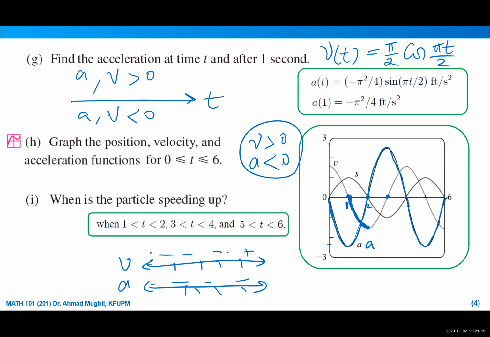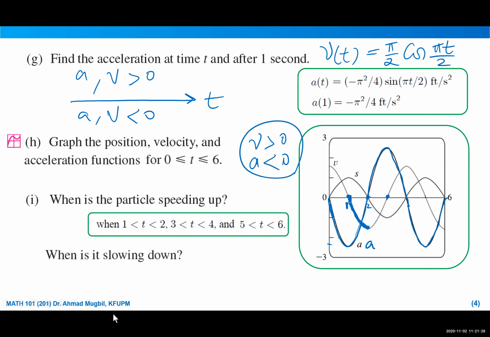But of course, you can also know it from the velocity only, if you have the graph of the velocity. So the speed will speed up when they have the same sign, and it will slow down when V and A have opposite signs.